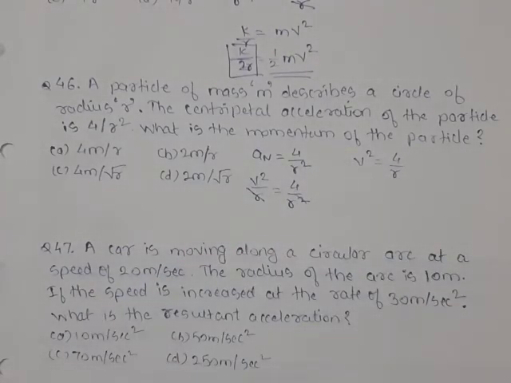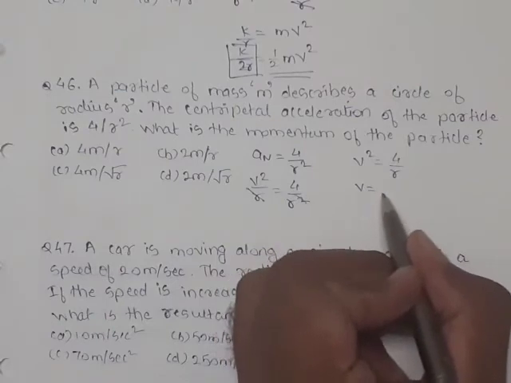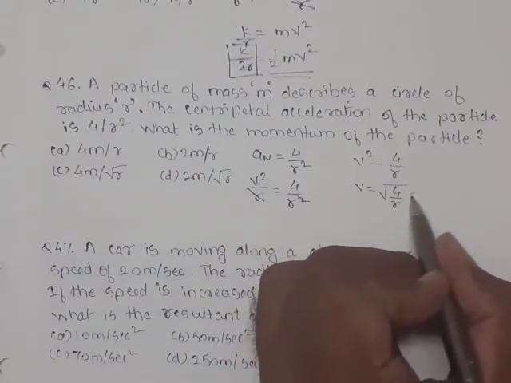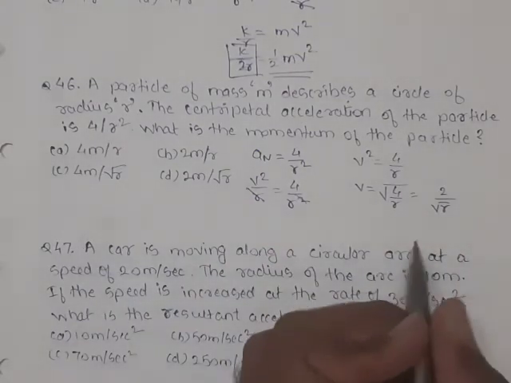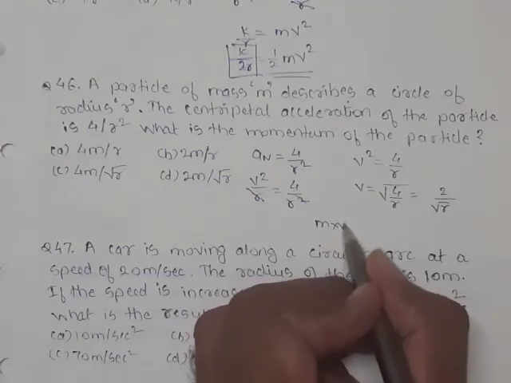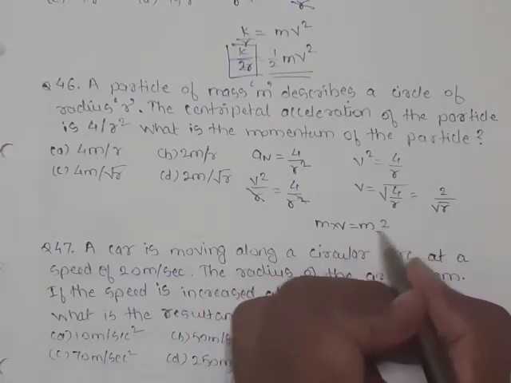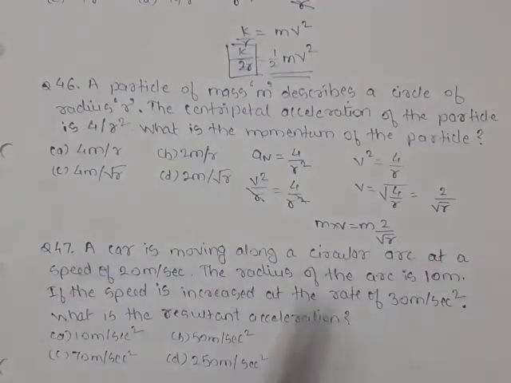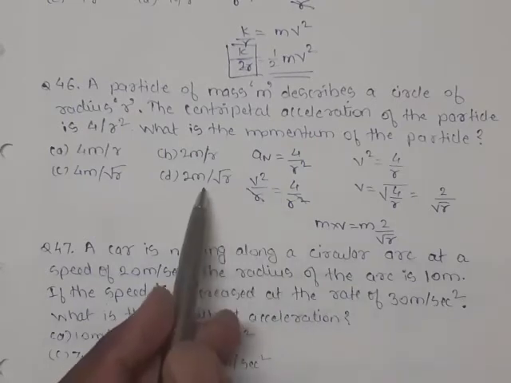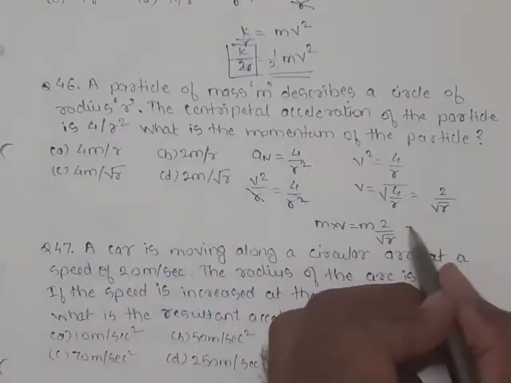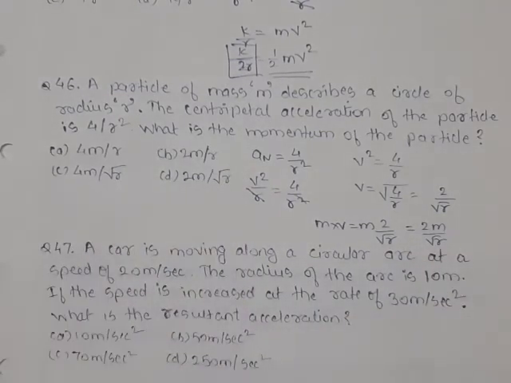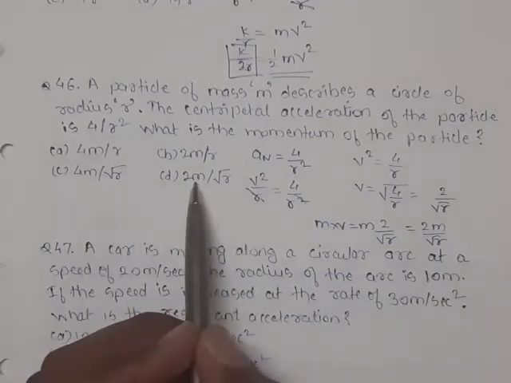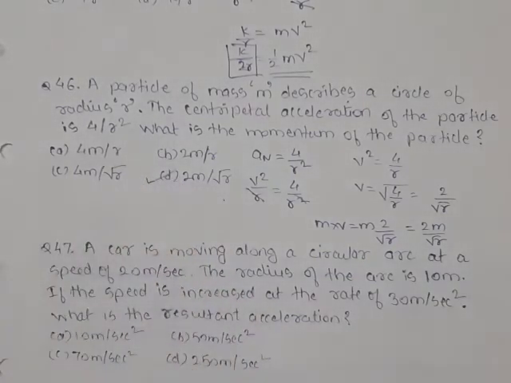We will take the square root. V equals under root 4 upon r, which is equal to 2 upon under root r. Momentum is asked. Momentum is nothing but m into v. So m, what is the value of v? 2 upon under root r. So out of these four options, we'll see the fourth option, or I will rearrange it, 2m upon under root r. So if we see the four options, option D, 2m upon under root r is our correct answer.